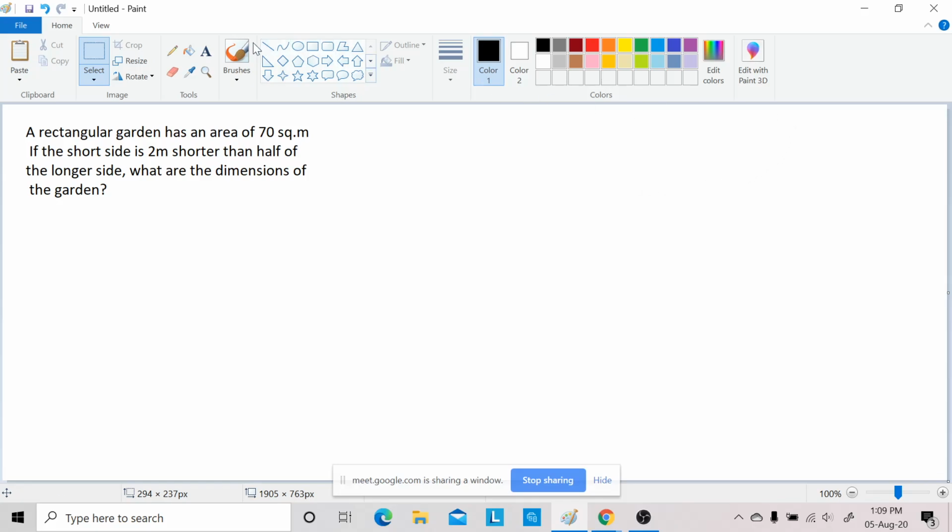Okay, can you share to me your answers only so that we will check it later? What is the length that you got? 14 meters. I have one answer, 14 meters. We are not yet sure if this is correct. How about your width? 5 meters. Okay. So, anyone else who has a different answer?